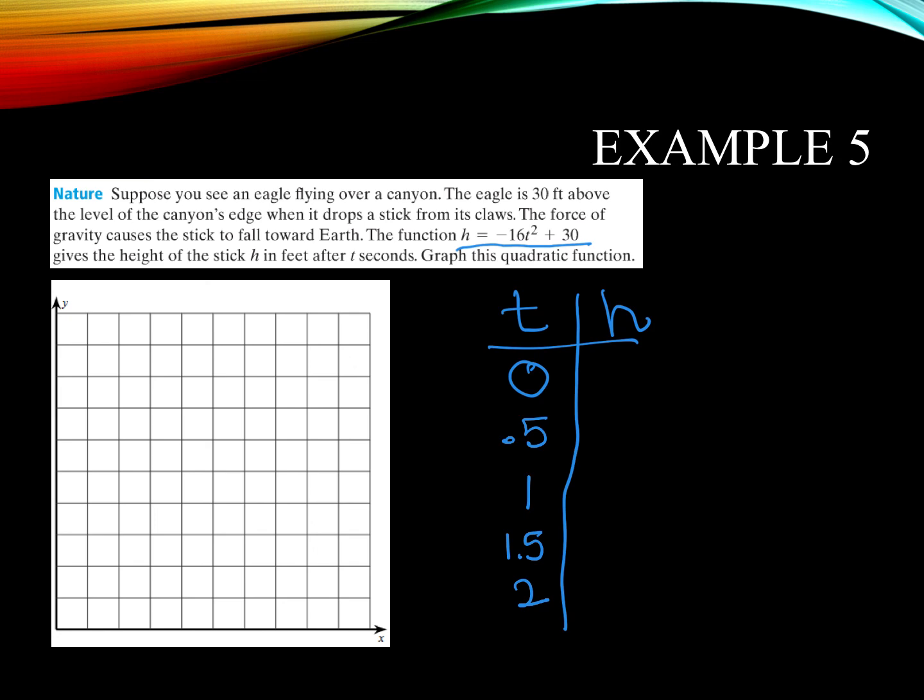I know that my initial height is going to be 30 when I plug in a 0. At a half a second, I have a height of 26 feet. At 1 second, I'll have 14 feet. At 1.5 seconds, we're now down to negative 6 feet. And I know that 2 seconds is going to be in the negative range as well. So I'm going to go ahead and plot these points here. When I plot my points, I get something that looks like this. And now I'm going to connect these, and you can see that we get something that looks like that.